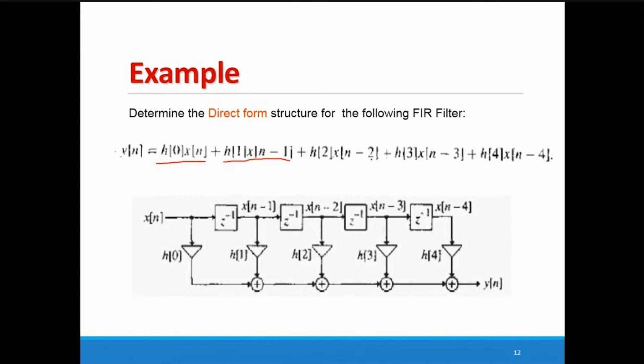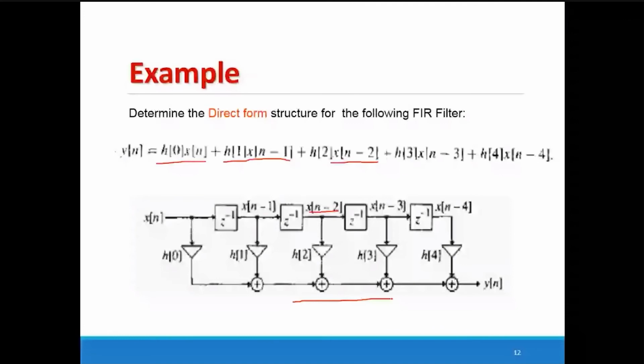Then h2 x of n minus 2. Here you require x of n minus 2, so one more delay unit is added. You are getting x of n minus 2, which is multiplied with h2 and added. Similarly, you go for the next two terms, h3 and h4. So you are getting this y of n.